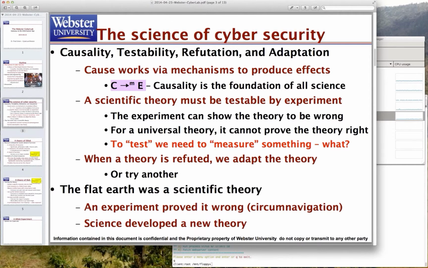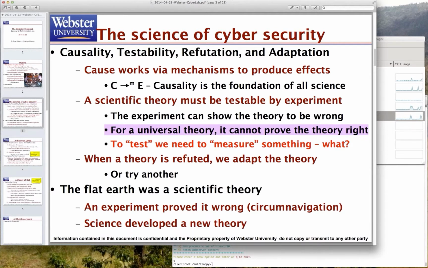And the idea is that the experiment can show that the theory is wrong. If you can't have an experiment that shows you're wrong, then it's not science. And there's another thing to note: for a universal theory, a theory that applies to everything or to an infinite set of things, you can never prove it's right. All you can ever do is test it again and again.